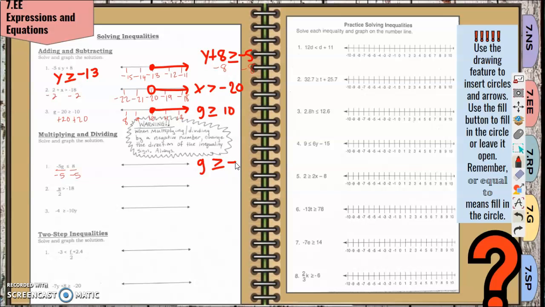And 8 divided by 5, I can't do that evenly, so I can leave it in fraction form. 5 will go into 8 one time with 3 left over. So I'm going to graph g is greater than or equal to negative 1 3/5.